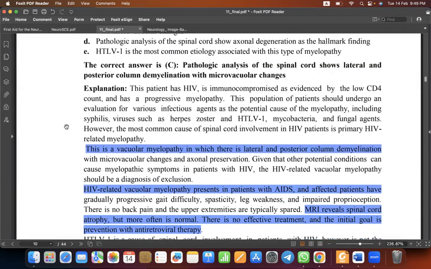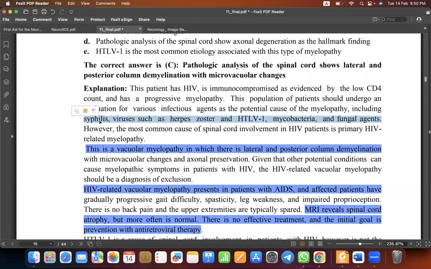The patient having HIV is immunocompromised, as evidenced by CD4 cell count, having myelopathy. So we should remember certain facts as well. Certain important infectious agents are a potential cause of myelopathy. They will involve syphilis. There could be herpes zoster as well. There could be human T-cell lymphotropic virus. So we should remember about the herpes zoster virus.